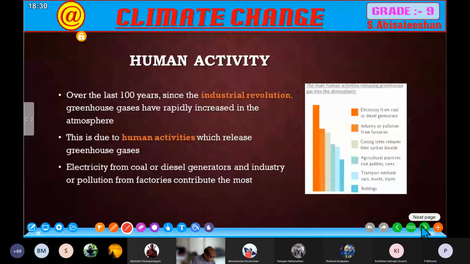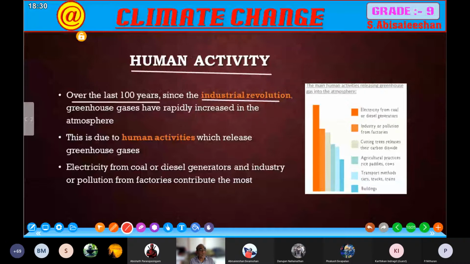Human activity. Over the last 100 years, since the Industrial Revolution, greenhouse gases have rapidly increased in the atmosphere. This is due to human activities which release greenhouse gases. Electricity from coal or diesel generators and industry or pollution from factories contribute the most.